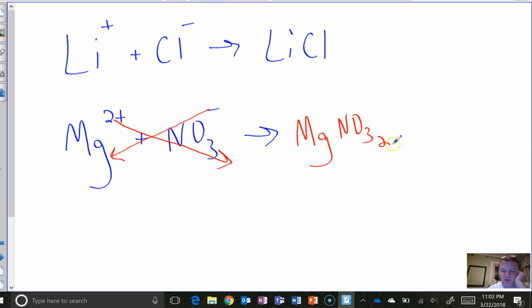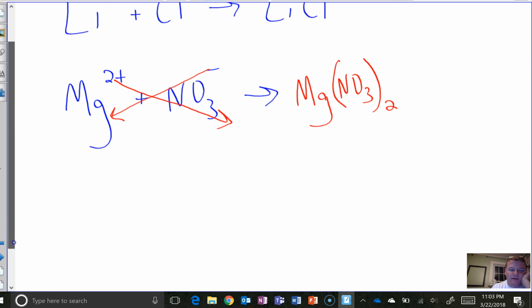So what I have to do is anytime I have a subscript next to a subscript, I need to make sure that I put my polyatomic ion in parentheses, and then this 2 goes outside there. So now this 2 outside the parentheses indicates that I need 2 of this entire group. So I need 2 of these, 2 nitrates, to balance out that positive 2 of the magnesium. Okay, so some other examples of that.